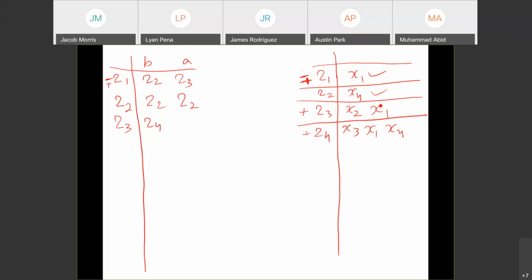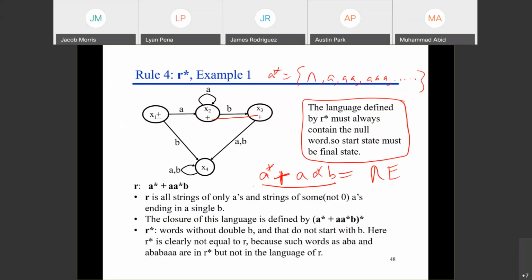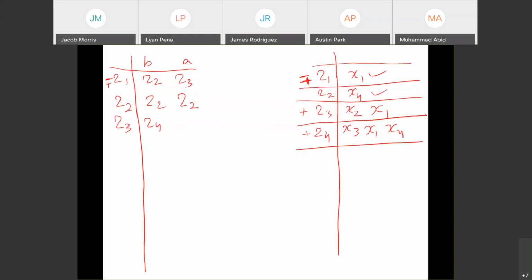Now we need to see z3 for BA. If you are at x2, you receive A, what happened? x2A, it will stay there. It is x2. And x2 is a final state. We need to write x1 also with that.